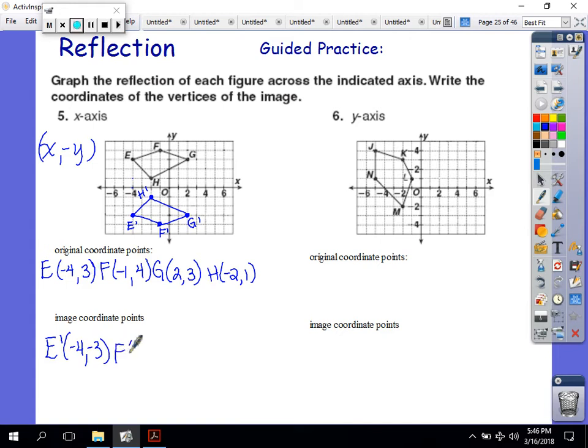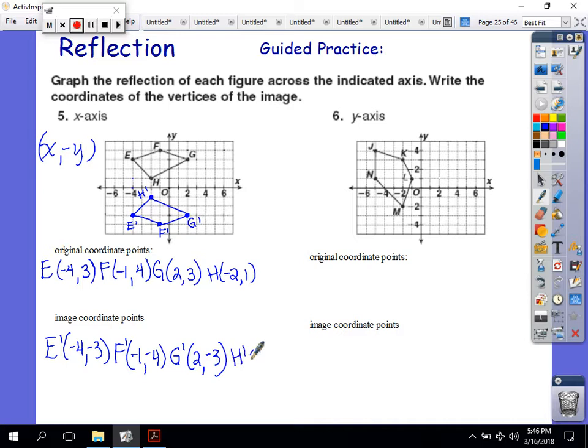So I'm going to start using the rule to rewrite. So x stays the same. For F prime, -1 stays the same, and 4 becomes -4. Just to double check, left 1, down 4, that works. G prime, the 2 will stay the same, the x value, and the y will become its opposite, -3. And just to double check, right 2, down 3, there it is.